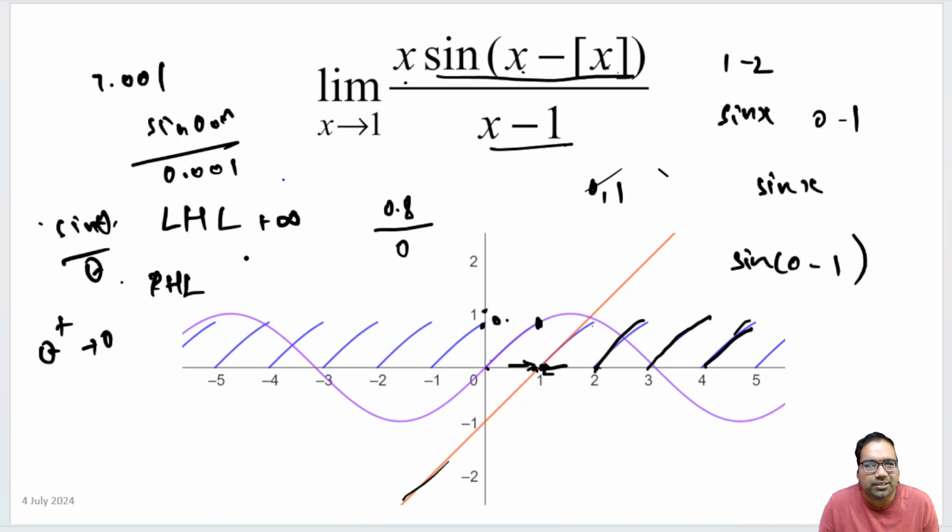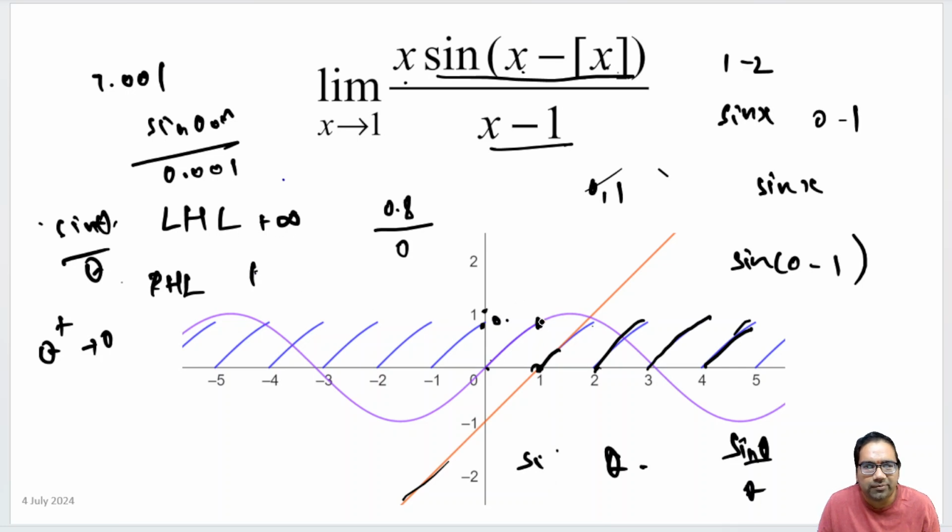Right, basically sine theta by theta, when theta is very small, this approaches 1. That's what we are seeing here. This numerator is also very close to 0, and the denominator x minus 1 is also very close to 0. If you draw the graph of sine theta by theta, this limit approaches 1. The right hand limit is approaching 1.